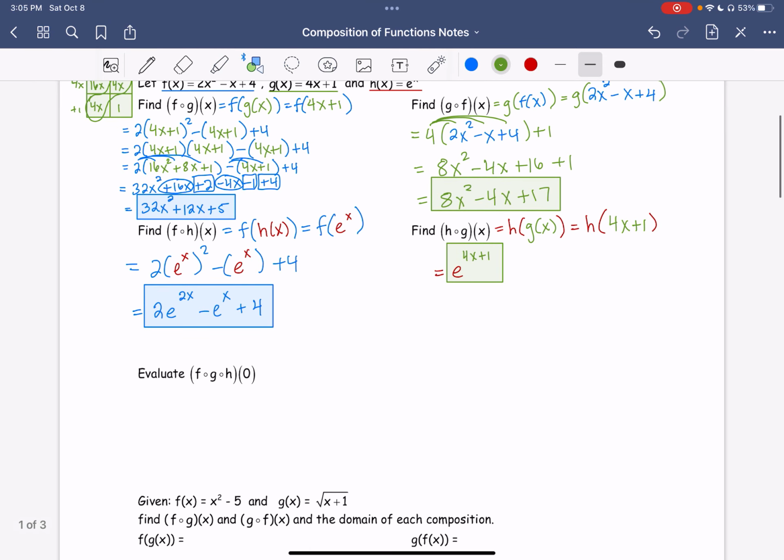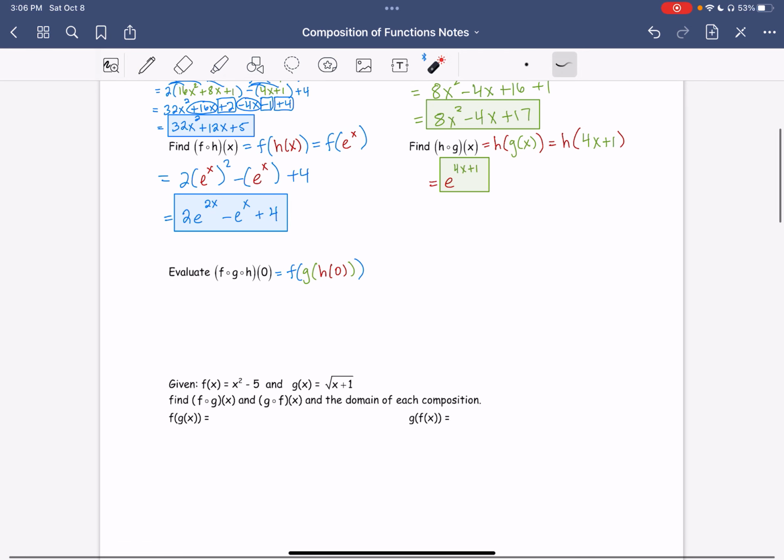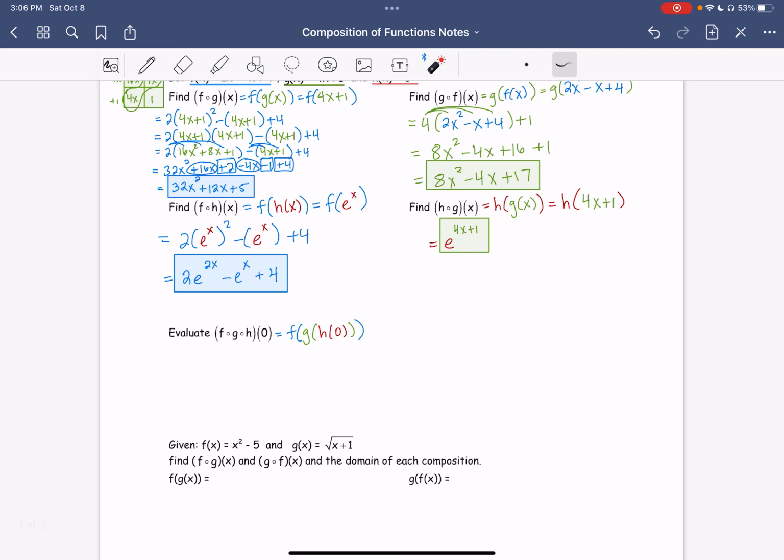Now let's try a composition with 3 functions. So here we have f composed with g composed with h of 0, or we can just say f of g of h of 0. I'm going to do f of g of h of 0. And this time we're plugging in, instead of an x, we're evaluating at 0. So notice that all of these had x, but this one has a 0, so it's going to be different. When you have an x, you're going to get an equation as your answer, and when you have a number, you're going to get a number answer.